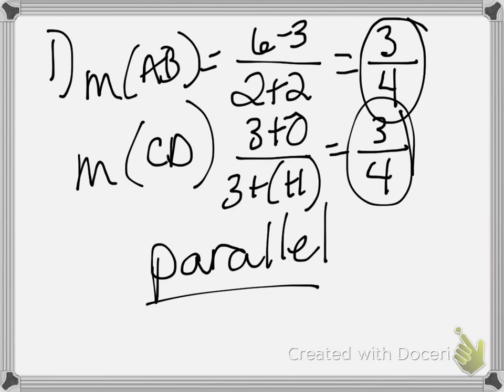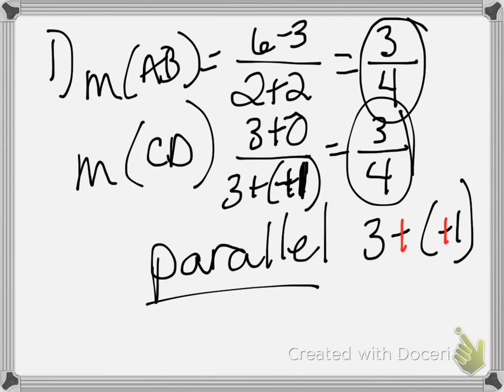Wait, so did you do y2 minus y1? I sure did. That's exactly what I did. What about the one in the negative parentheses? Oh, that's a positive 1. It was 3 minus negative 1, and then when I did keep change opposite, it became positive 1.